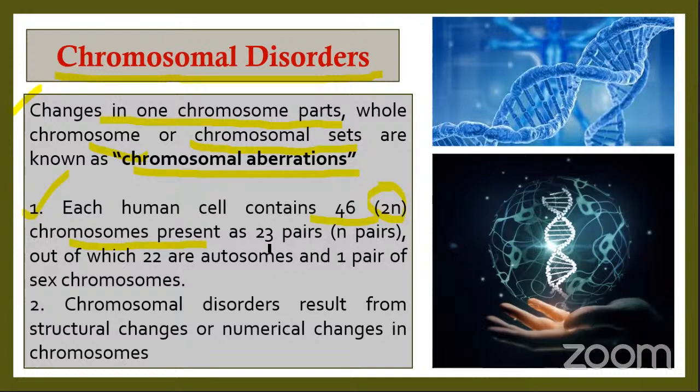N means pair, and there are two pairs since it is called 2n state, out of which 22 are autosomes and one pair is of sex chromosomes. Okay, just now I have told you. Chromosomal disorders result from structural changes or numerical changes in the chromosome.